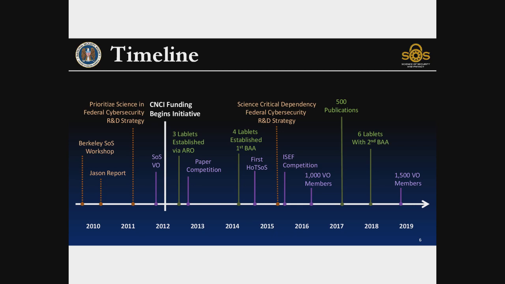The 4 universities were the same 3 as before: NC State, Carnegie Mellon, and the University of Illinois, followed by the University of Maryland, which became the 4th lablet. Shortly after that, we started our annual conference, Hot Topics in Science of Security Symposium and Boot Camp. As you can tell, the title's too long to fit on the timeline, but we call it HotSoS. It's an annual conference that we've been sponsoring, and the next one's coming up really soon.